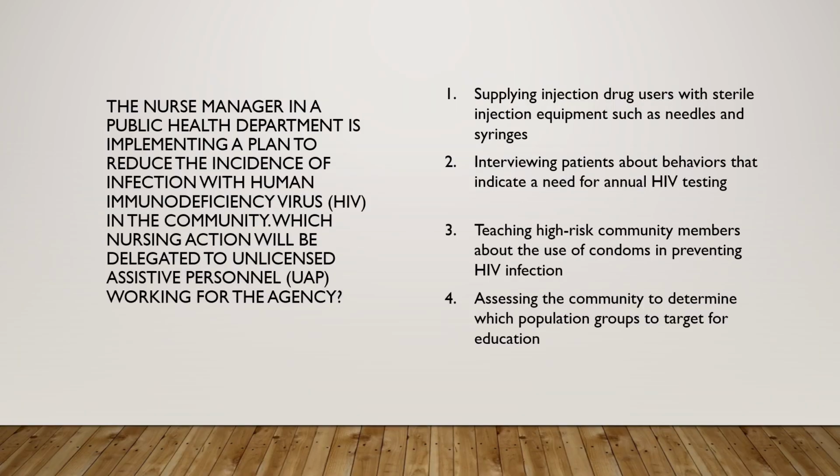The nurse manager in a public health department is implementing a plan to reduce the incidence of infection with HIV in the community. Which nursing action will be delegated to the UAP working for the agency? Is it 1, supplying injection drug users with sterile injection equipment such as needles and syringes. 2, interviewing patients about behaviors that indicate a need for annual HIV testing. 3, teaching high-risk community members about the use of condoms in preventing HIV. Or 4, assessing the community to determine which population groups to target for education.